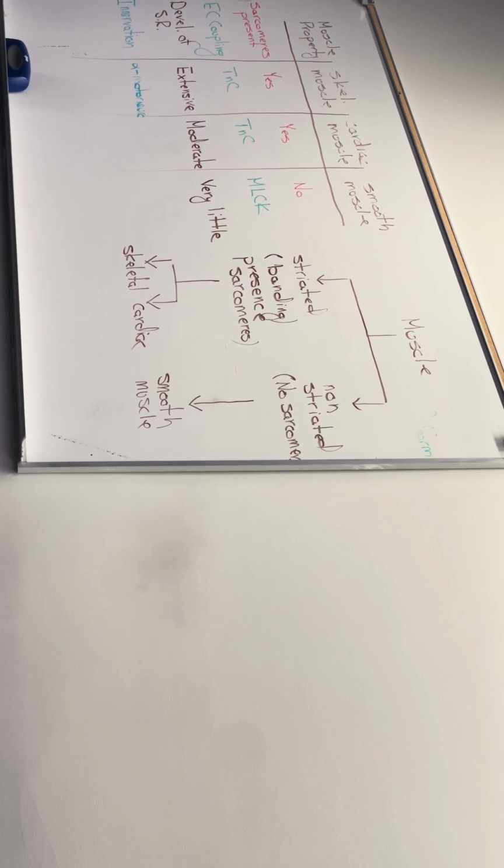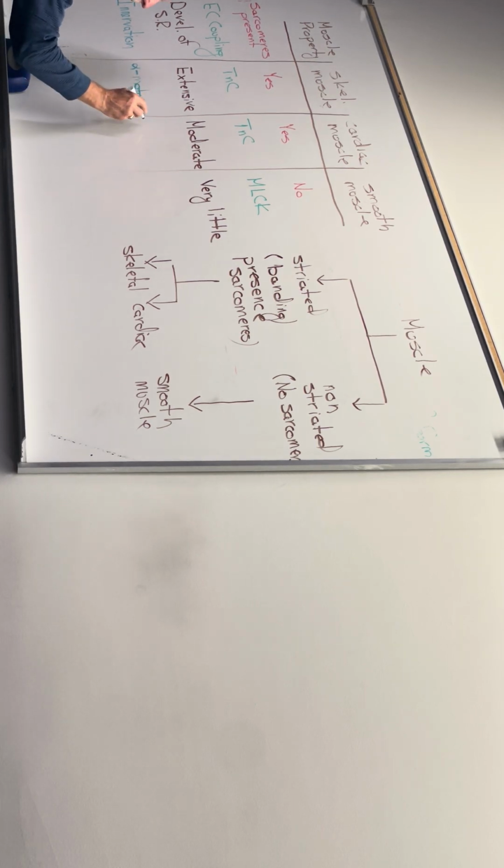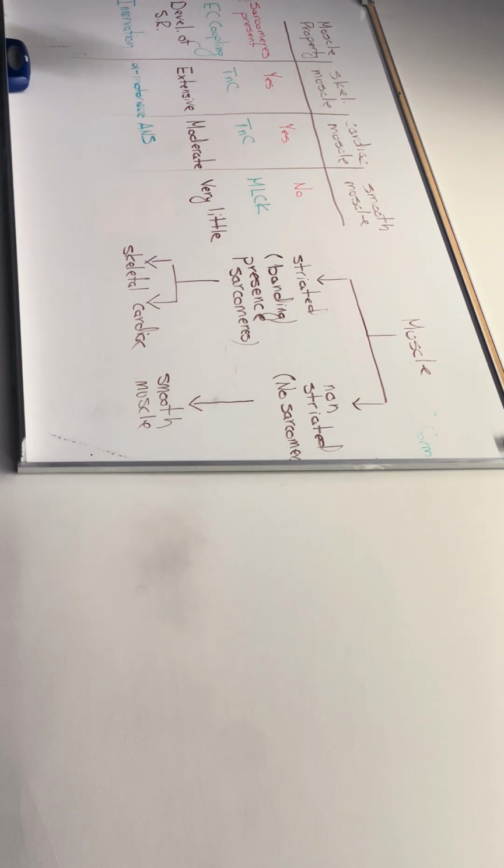Good, that's exactly right. It's receiving input from the autonomic nervous system. Specifically, we're talking about sympathetic and parasympathetic neurons. Good job. So here I'm just going to put A and S, and you're going to understand that we're talking about sympathetic and parasympathetic input.